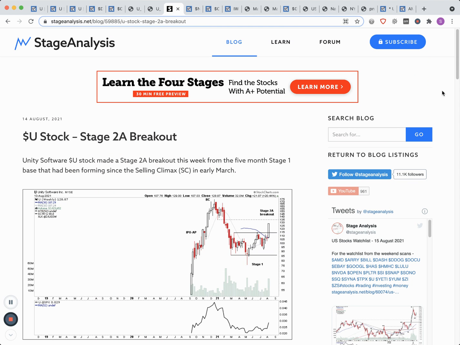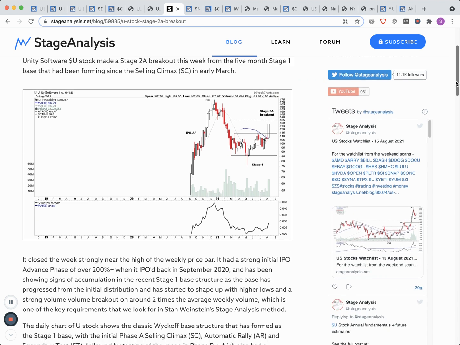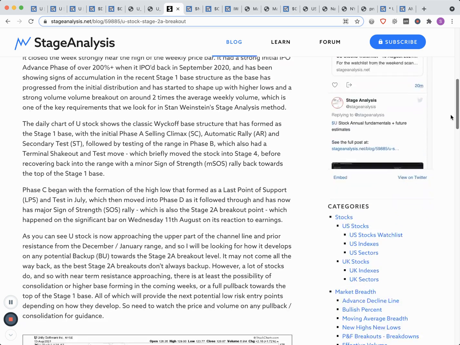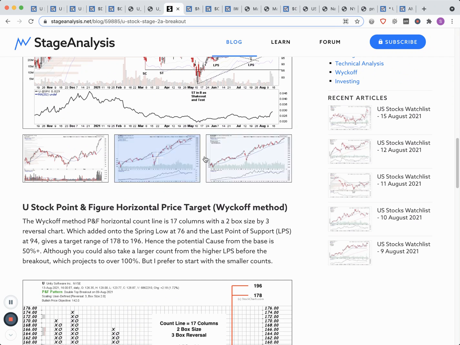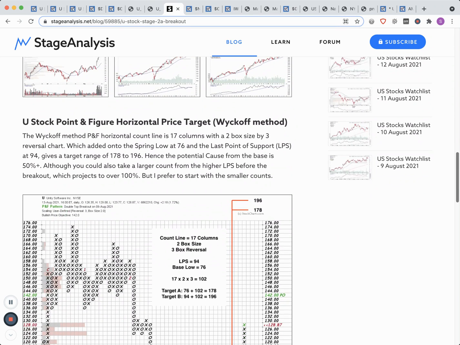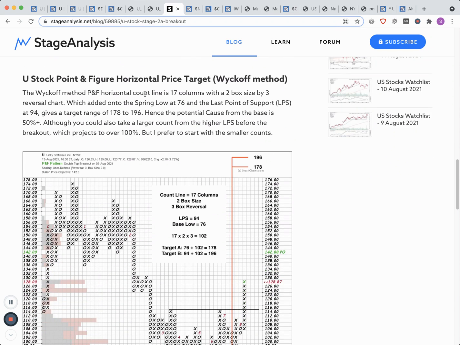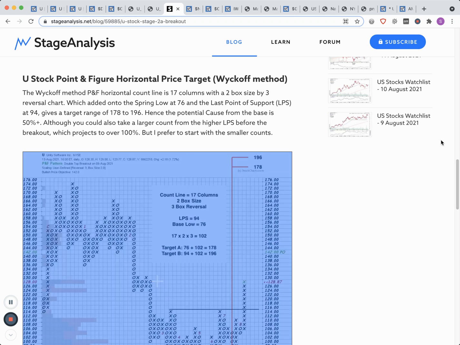So if we look at the earnings for this, I might be able to give you better on the actual blog. I did a blog post on the Stage Analysis website, for those of you that want to read through this as well. I did a fairly detailed blog post talking through it, showing the marked up charts and the intraday charts and the group and sector charts again. So you can look at those in more detail, the point and figure target, horizontal price target, and the explanation of it.